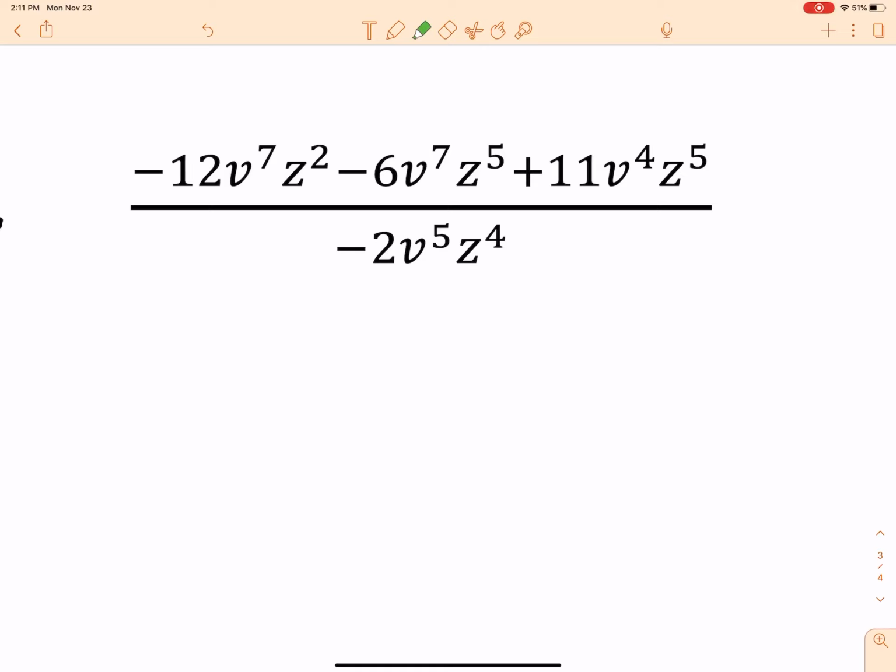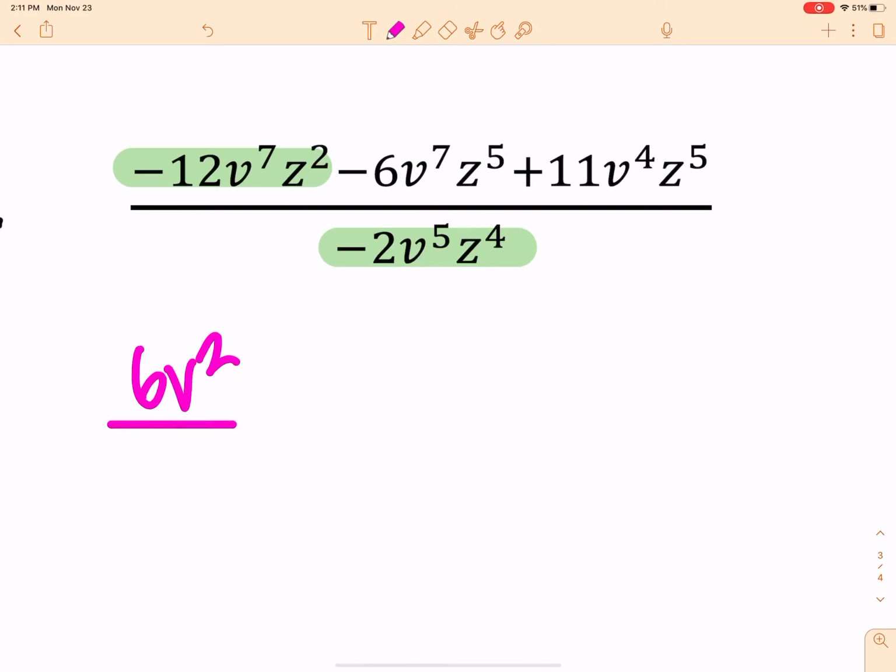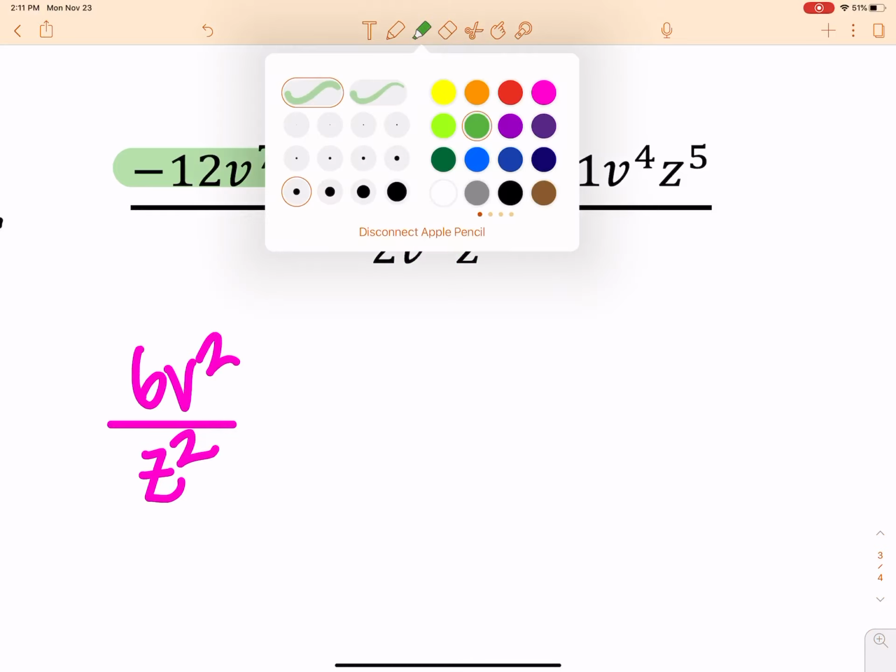Okay, so first we have the -12v squared, and then the one on the bottom. So just take this as a simple fraction. So -12 divided by -2 is 6. We deal with the v's, v to the 7th and v to the 5th becomes v squared. And then with the z's, you have 2 and 4, and 4 is obviously bigger, so I'm going to put 4 minus 2 on the bottom. Okay, done with that.